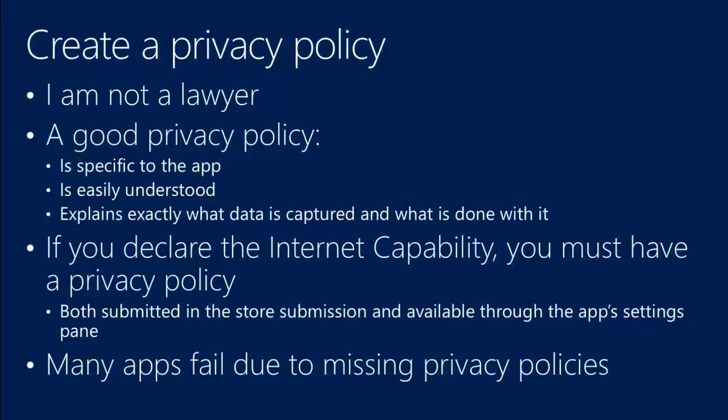Privacy policy: for the first 6 months of store adoption, the privacy policy was probably the single largest reason apps were being rejected from the store. If your app uses the internet at all, doesn't matter what you do, if you declare the internet capability for your app, you must include a privacy policy. Because we're going to assume that if you're using the internet, you could be sending information out to other servers and catching that. And the privacy policy deals with what you do with that data.